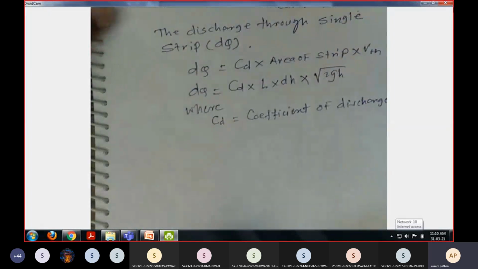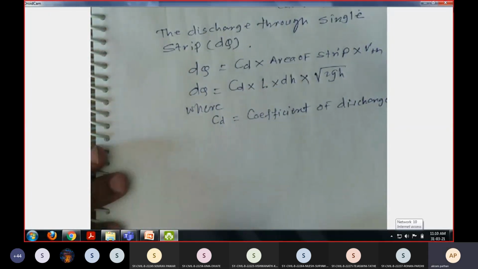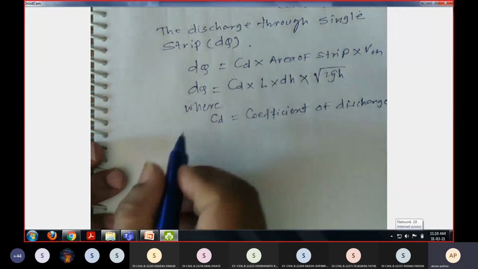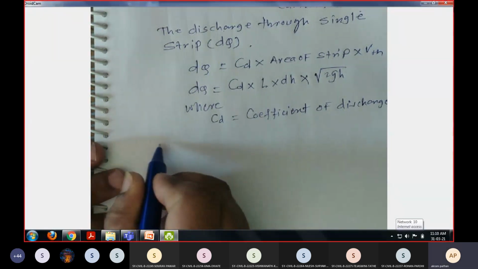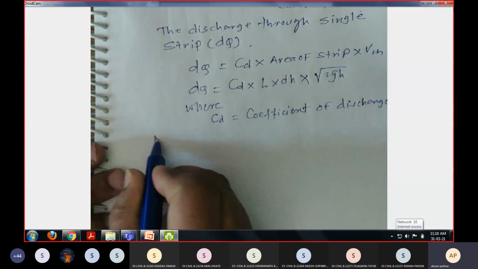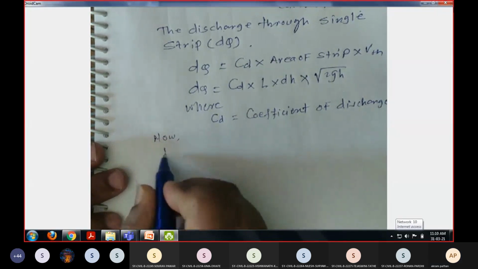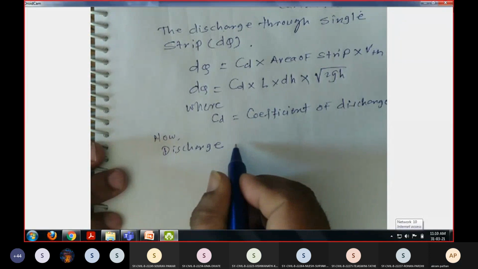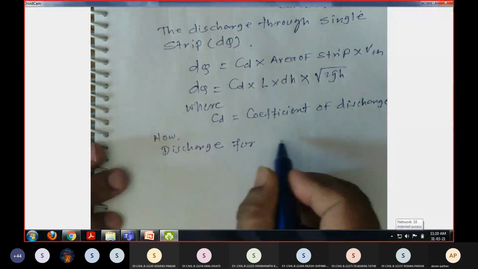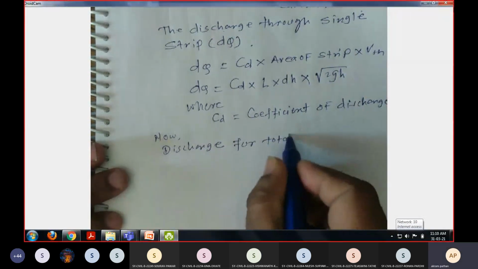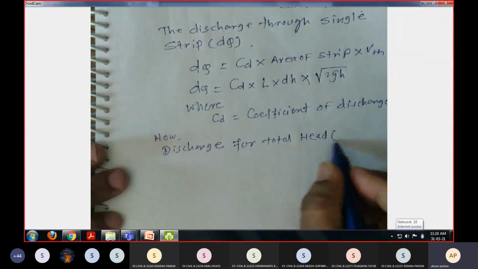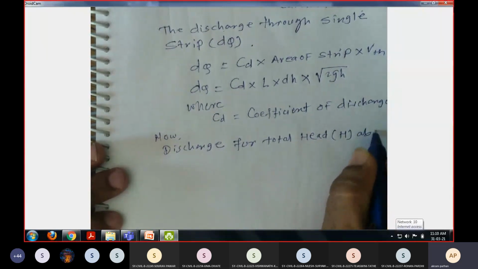Now we have to measure the discharge through the whole depth of the flow. So now the discharge for the total head, okay, total head, that is h above sill level.